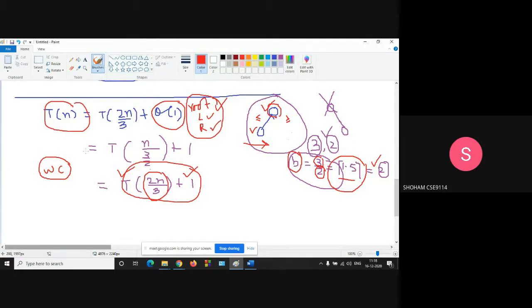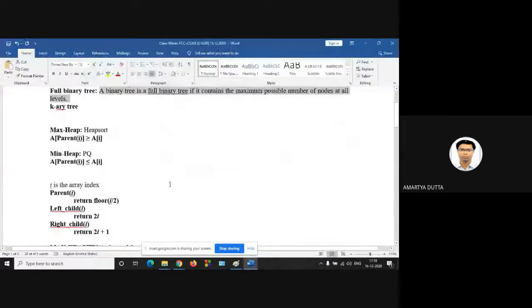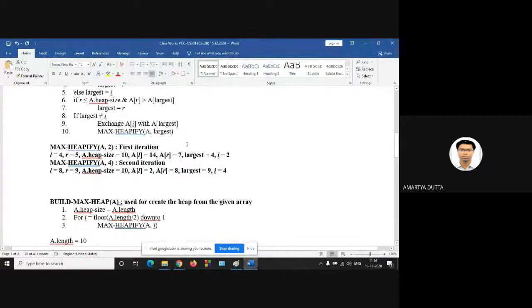So what is the complexity? Log n. Using Master theorem, we can get the complexity is log n. This is actually log n. Okay. So the complexity of max heapify.